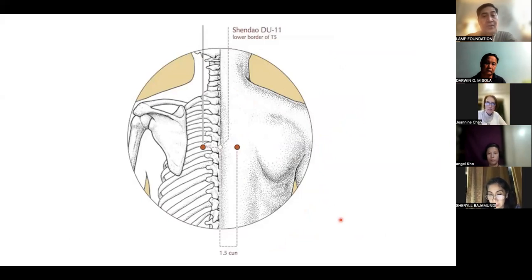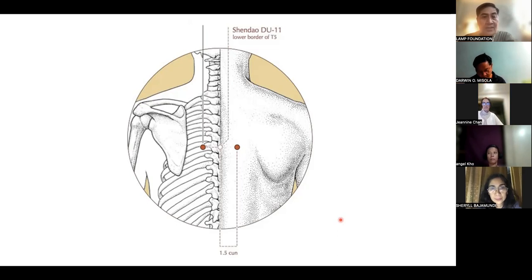So first you have to locate the spinous process of C7. Okay, where is C7? From there, you count 5 spinous processes to the lower border of the spinous process of T5. Then measure 1.5 tune laterally to locate bladder 15 on the highest point of the paraspinal musculature. Or, nakaupo yung pasyente and then their arms hanging down.